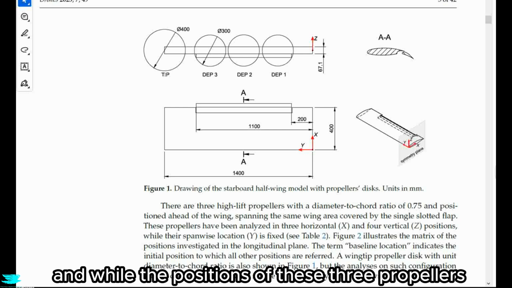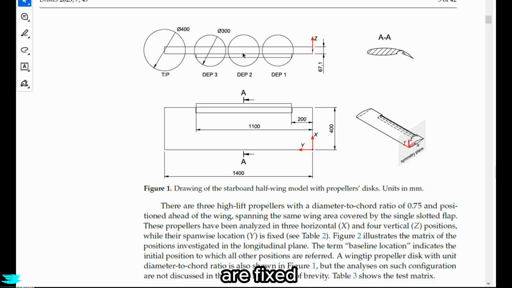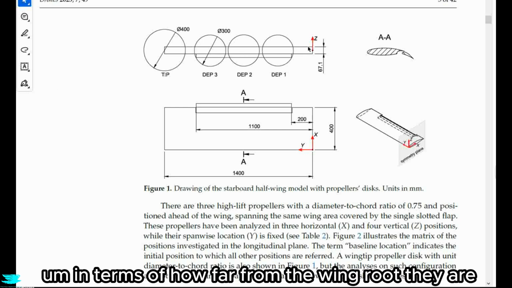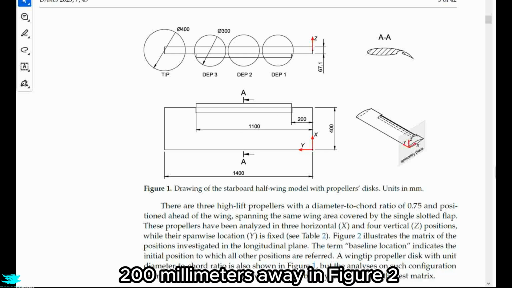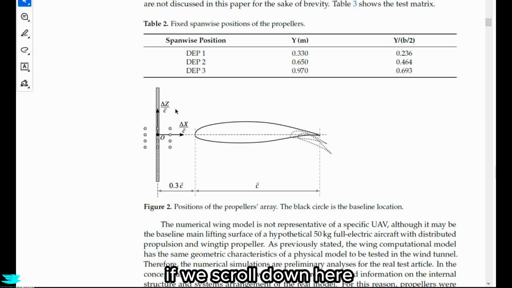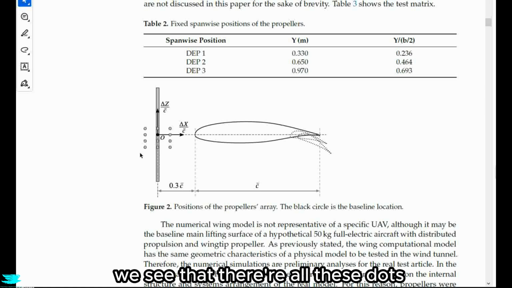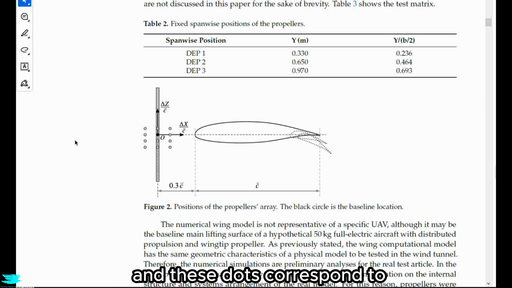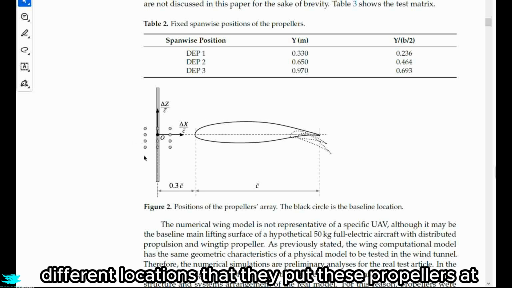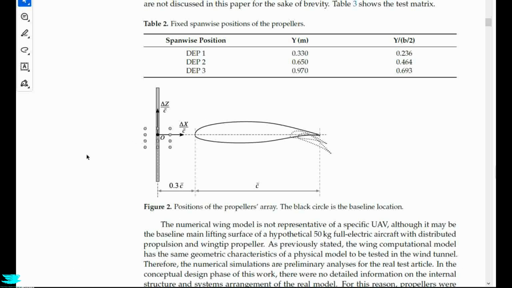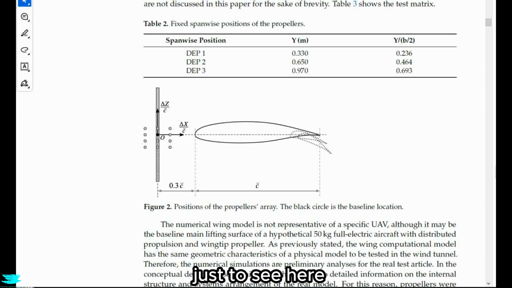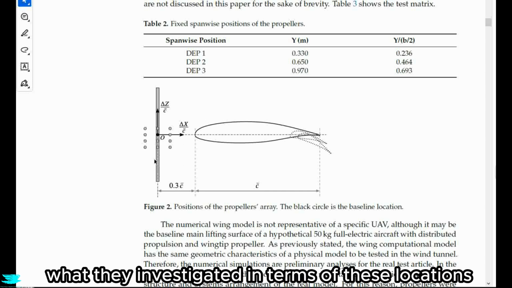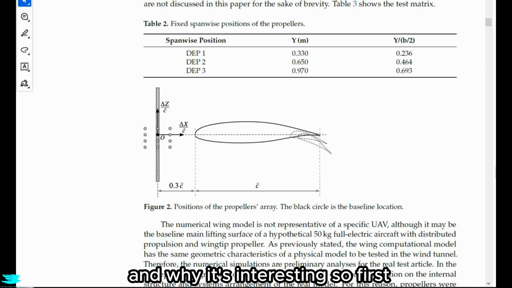And while the positions of these three propellers are fixed in terms of how far from the wing root they are, so they're this far away, 200 millimeters always. In figure 2, if we scroll down here, we see that there are all these dots, and these dots correspond to different locations that they put these propellers at. So while these general dimensions are pretty bland, I'll try to explain in a simple way what they investigated in terms of these locations and why it's interesting.